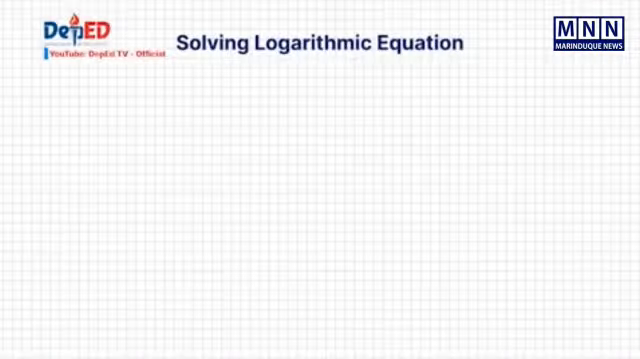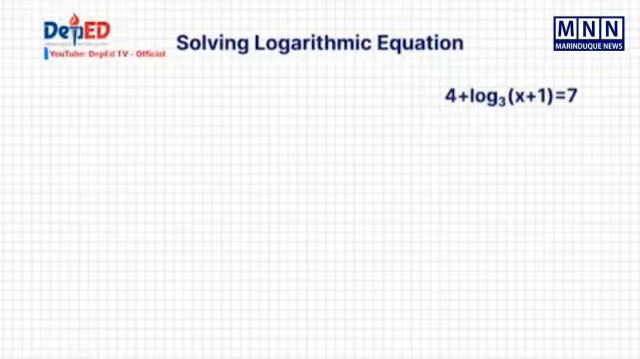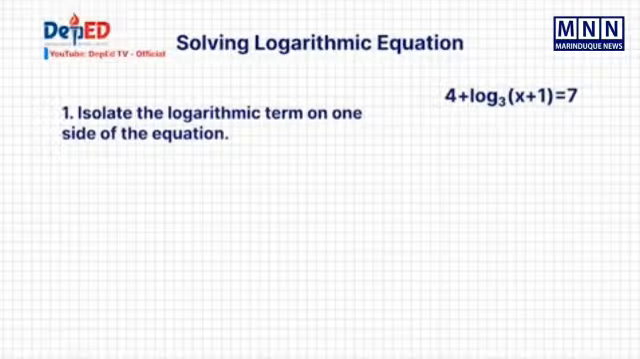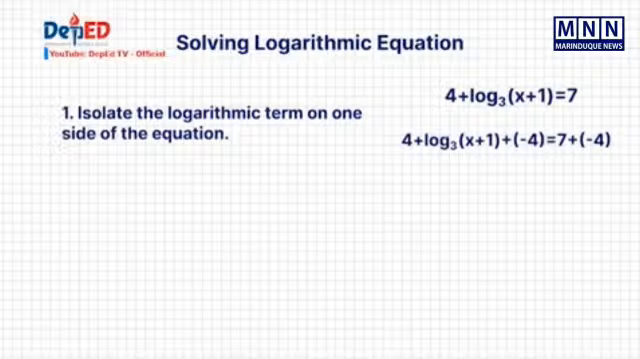Let us take 4 plus the logarithm of the quantity x plus 1 with the base 3 equals 7. Again, we isolate the logarithmic term on one side of the equation. By the addition property of equality, we add negative 4 to both sides of the equation. That gives us 4 plus the logarithm of the quantity x plus 1 with the base 3 plus negative 4 equals 7 plus negative 4. 4 plus negative 4 is 0, while 7 plus negative 4 is 3.